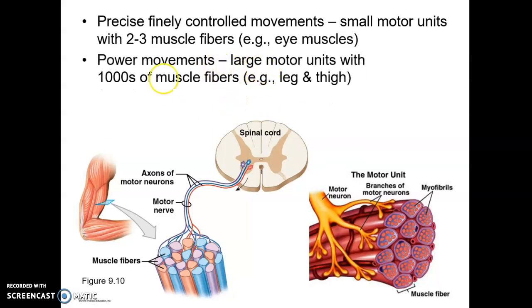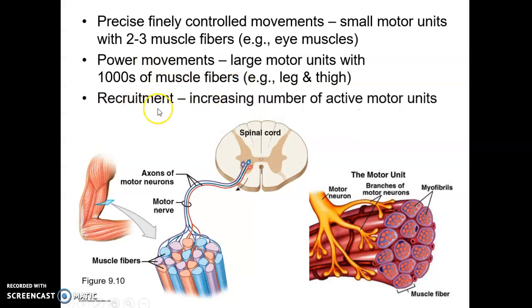The opposite of that would be strong, powerful movements controlled by strong, powerful muscles like the muscles in your leg and thigh. Right? Think of running up the steps. These are large motor units. In other words, each motor neuron can innervate up to hundreds of thousands of muscle fibers. So these large motor units give you a lot of power, but you sacrifice fine muscle control. And then recruitment is what I was talking about: how many motor units you're activating to lift a particular item or to generate power from your muscles.